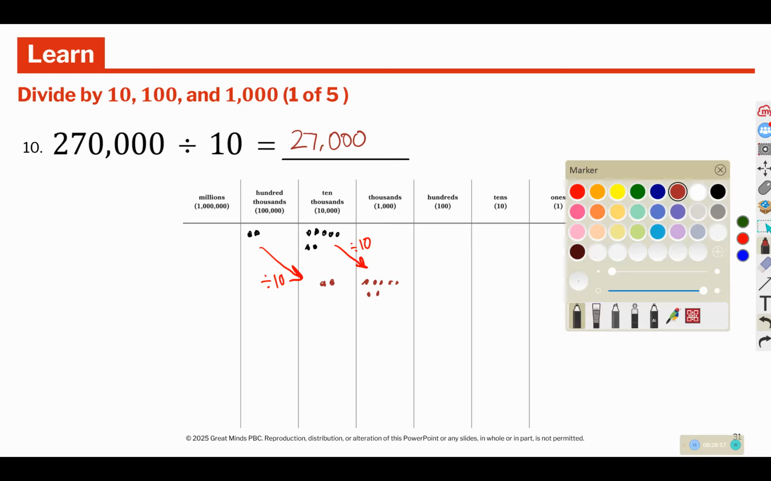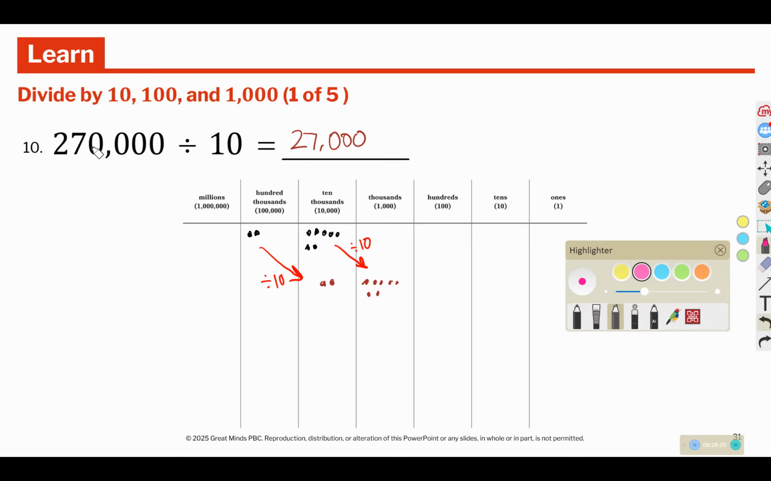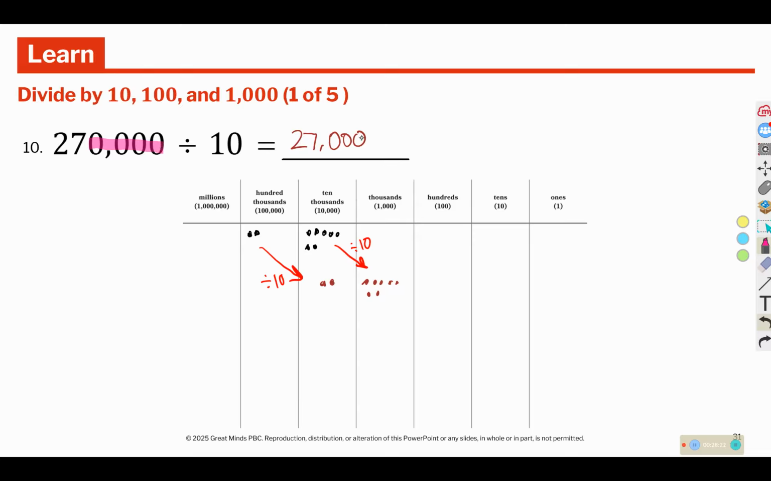You can think of this as shifting the place values. There were 4 zeros, and now there are only 3. So dividing by 10 moves you backwards a place value, makes it smaller.